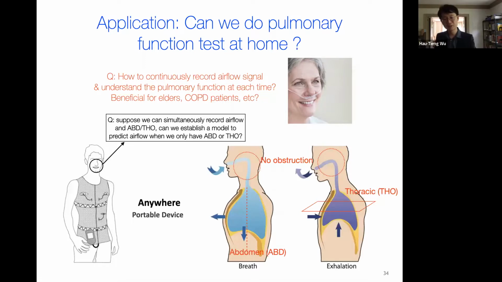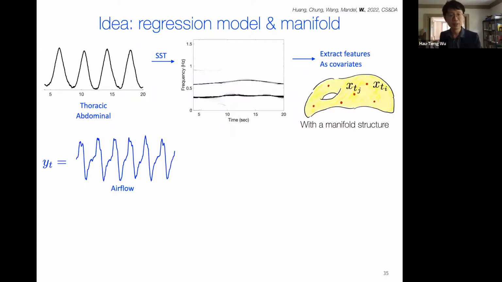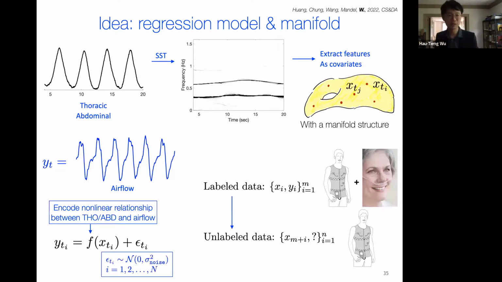The basic idea is if you understand how your chest and abdomen move, then we may have some knowledge to know how you breathe through your nose, so that we can get your pulmonary function evaluation. The proposed algorithm uses a regression model and feature extraction based on time frequency analysis to get predictions on the manifold, and we construct a regression model so that we can predict the flow signal when you do not have the flow signal.